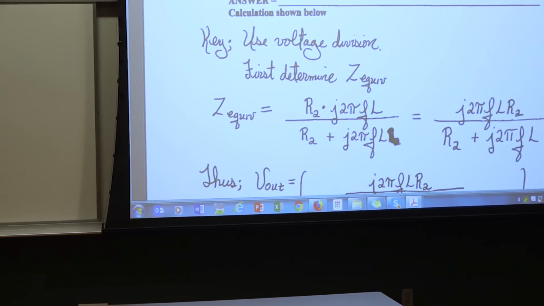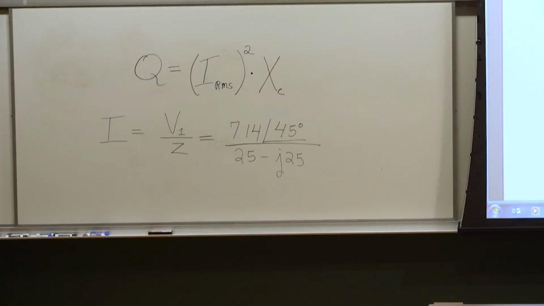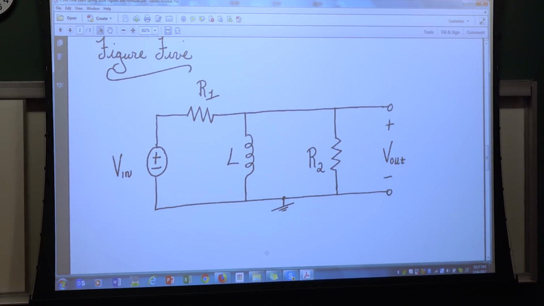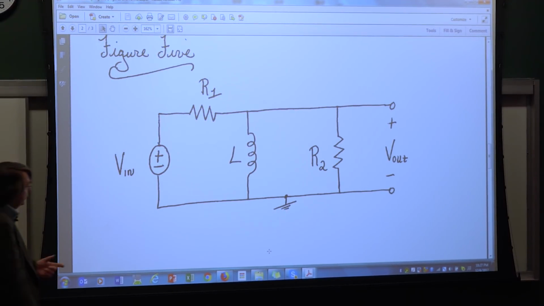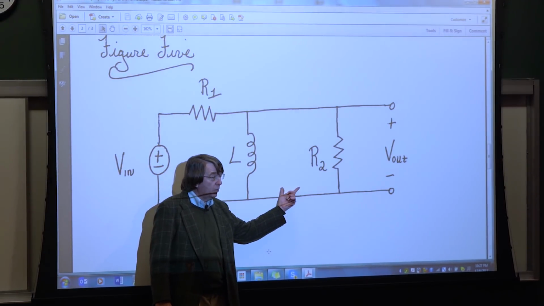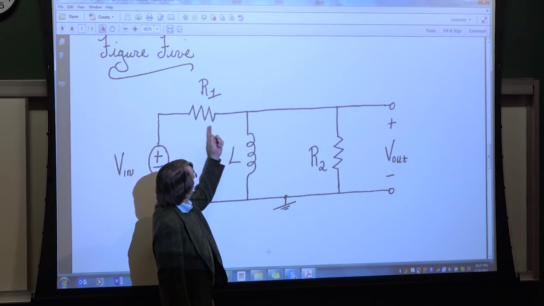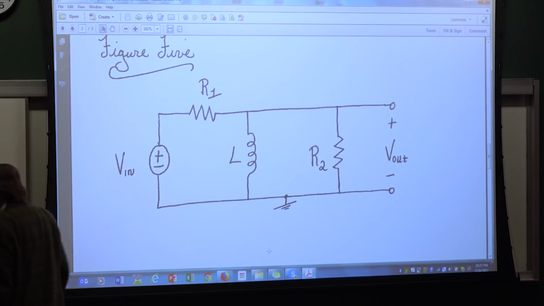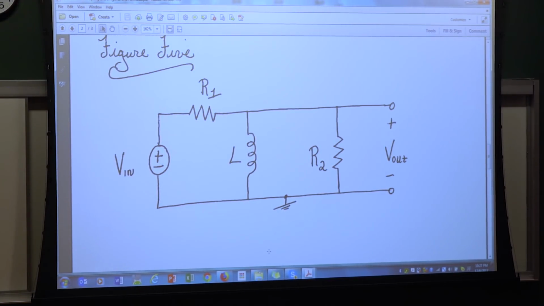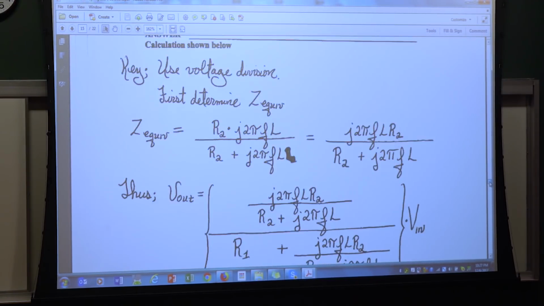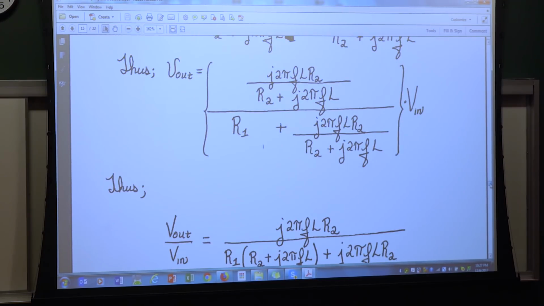All right, so my colleagues, let me show you the drawing again, just so you are okay with this. This now becomes ZEQ. So how do I get V out? ZEQ over R1 plus ZEQ times V in. Just want to get back. And my colleagues, there we have it.